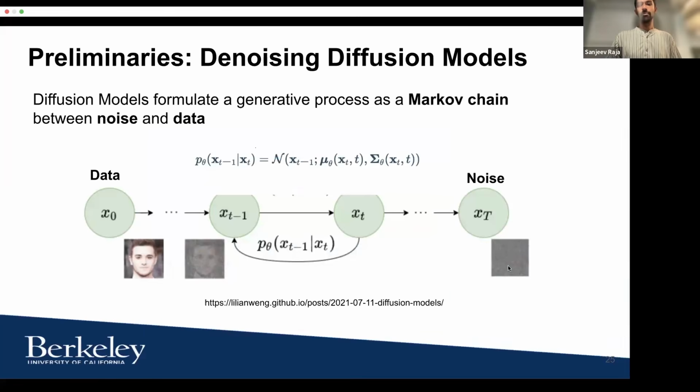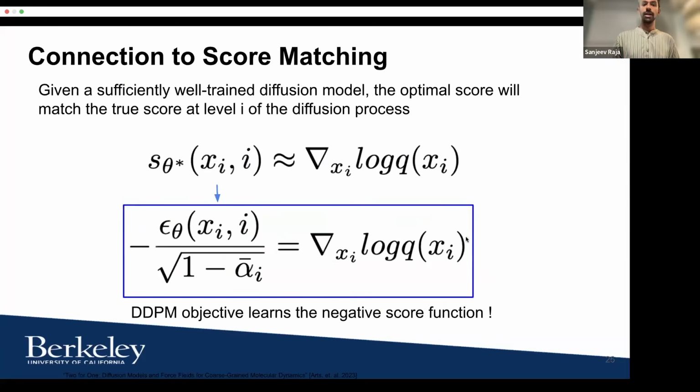So again, I'm sure many of you are familiar with diffusion models, but just very briefly, the idea is to formulate a generative process as a Markov chain between data and noise. On one hand, you have a noise distribution. On the other hand, you have a data distribution. And the goal is that it's easy to transform from data to noise, but to go from noise to data is, of course, generative modeling. And so you want to learn a model which learns how to denoise, to move in the left direction on this Markov chain.